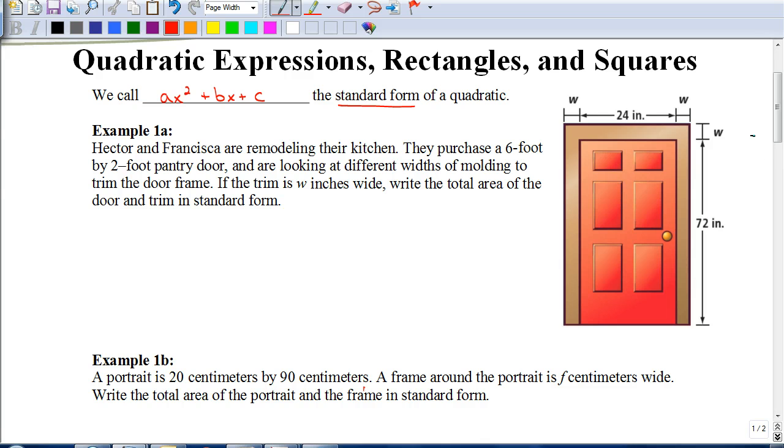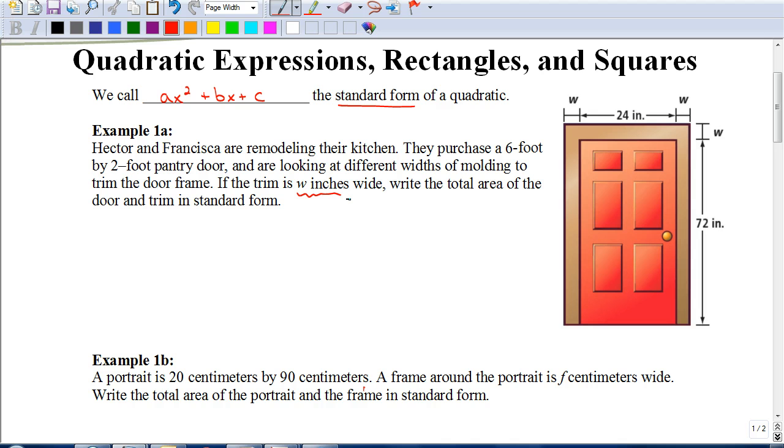Today we're going to focus on all story problems and how to apply what we were doing yesterday. So here it says Hector and Francisca are remodeling their kitchen. They purchase a 6-foot by 2-foot pantry door and are looking at different widths of molding to trim the door frame. If the trim is W inches wide, write the total area of the door and trim in standard form.